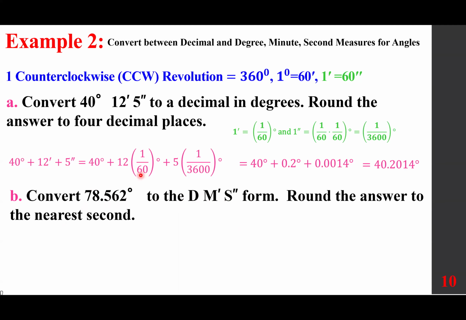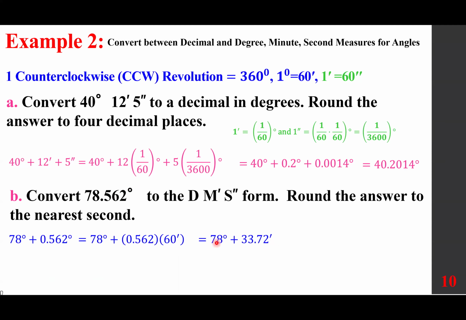So this is 78 degrees plus this much in degrees times 60 minutes, because 1 degree is 60 minutes. So this portion we're going to multiply by 60. So never mind this, we're going to work on this. When we multiply 0.562 by 60, what number do we get? 33.72.